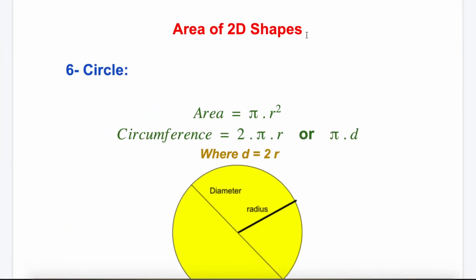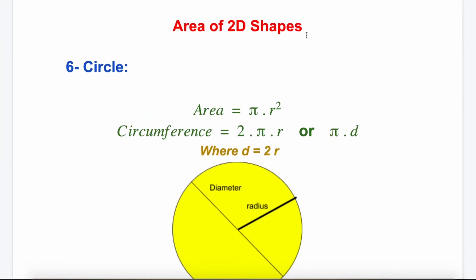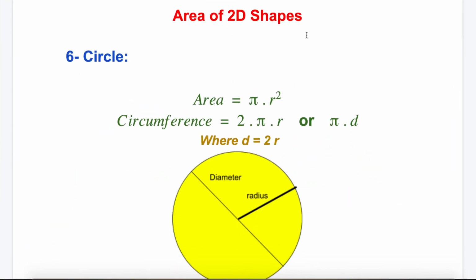Let's move now to circles. For circles, you don't have length and width, right? You have a radius, which is the distance between the circumference around the circle and the center. So we will call it radius. And we have a diameter, which is the line segment that matches between two opposite points in a circle, but it must pass through the center. So we call that diameter.